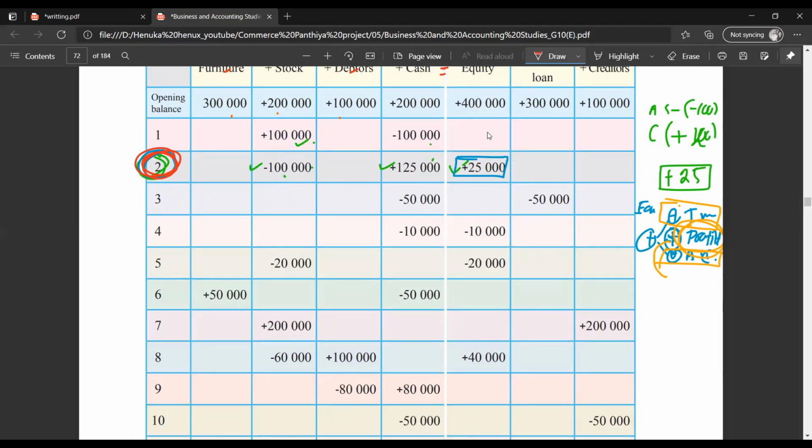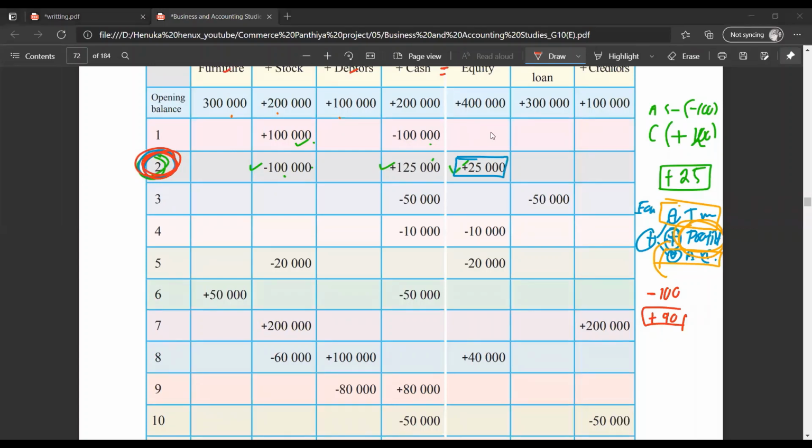Let's say they could only sell the 100,000 worth of goods for 90,000. Only cash received is 90,000. That means this stock got damaged somehow. Let's say there was a TV with a small damage on the box. They expected to sell it for 125,000, but because of that damage they won't be able to sell it for 125,000.